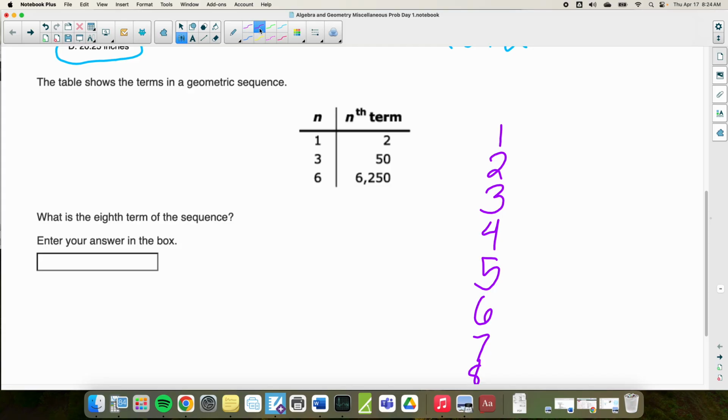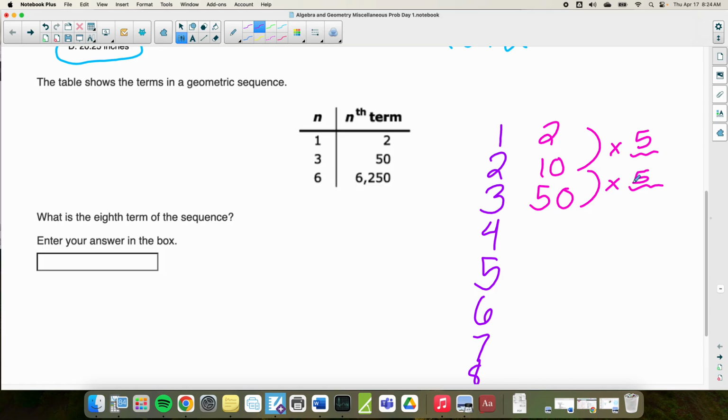If the first term is 2 and the 3rd term is 50, can you guys think of something that I could multiply 2 by, and then I could multiply that by that same number and get 50? 5, very good. If I went 2 times 5, that gives me 10. 10 times 5 gives me 50. So I don't really know any other way to explain that, but to just kind of try to think about what could I multiply those by. And then you could just keep going, multiplying by 5, that would be fine.